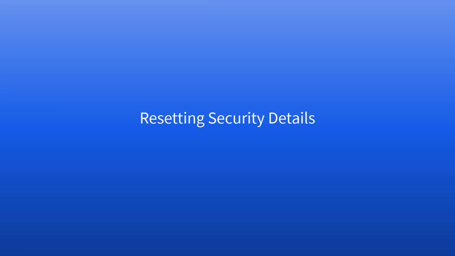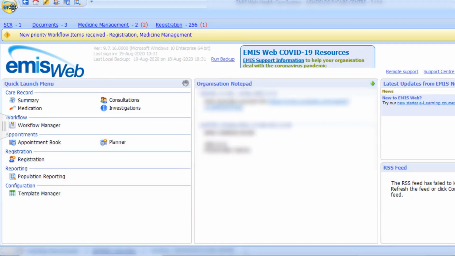Resetting your security details. If you need to update your security details or you want to reset them for any reason, this can be done from Organisation Configuration. This area of the system is usually restricted to system administrators. If you do not have access, you will need to ask someone at the practice to reset your security details for you.